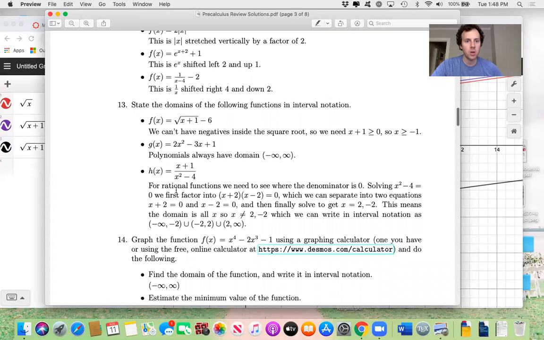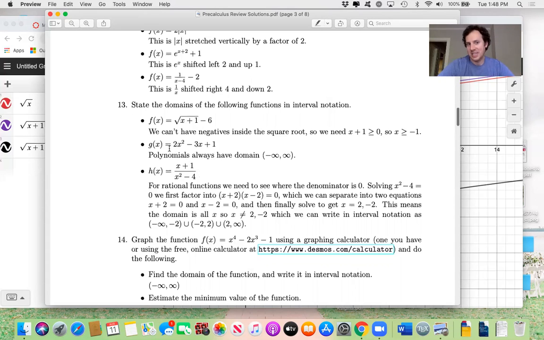In this third one, what you're doing is you're setting the bottom equal to 0 because you can't divide by 0. So you look for those points. And once you find them, you say, those are the bad points. I don't want to talk about those, aren't allowed.